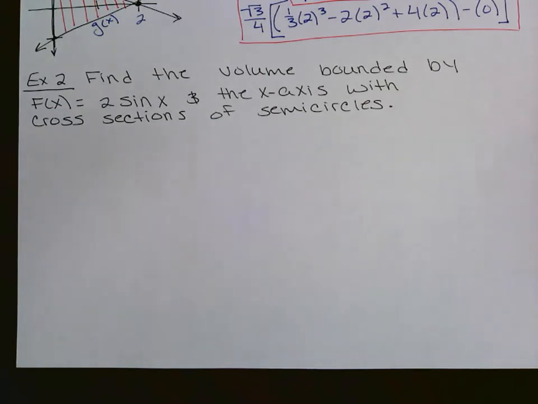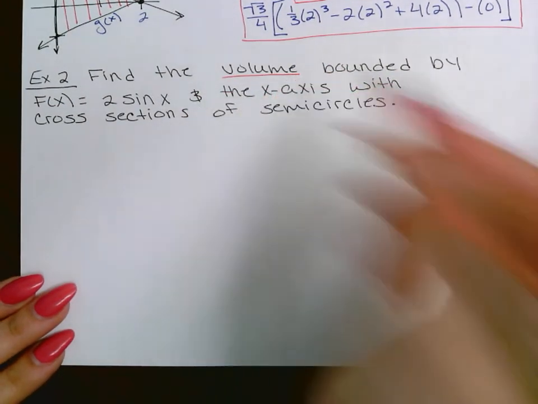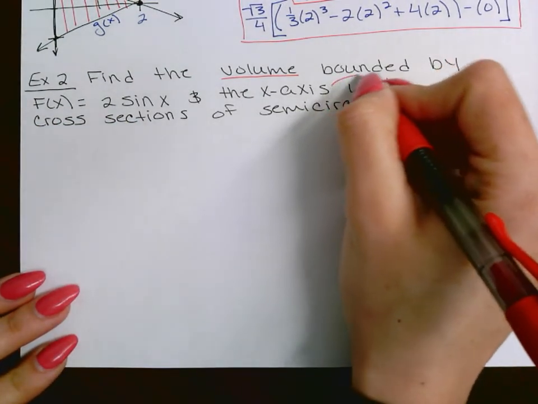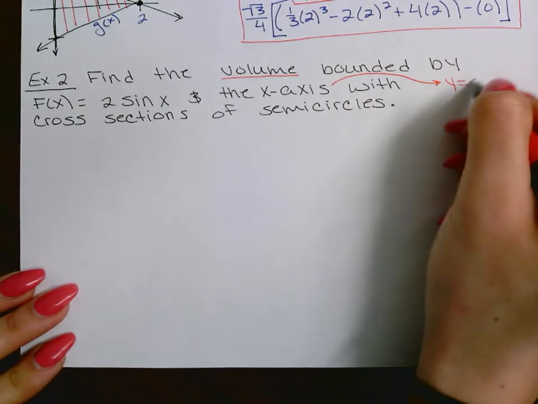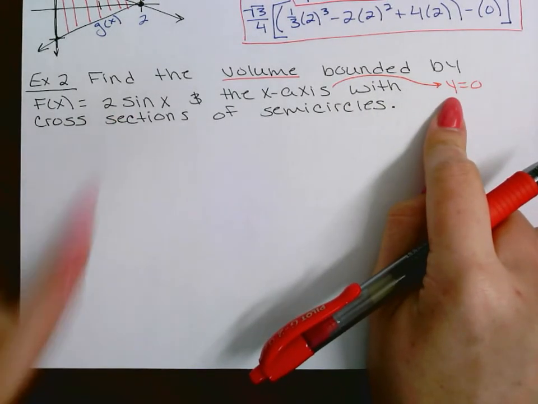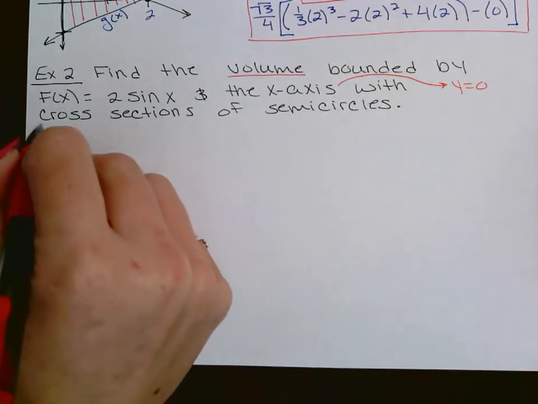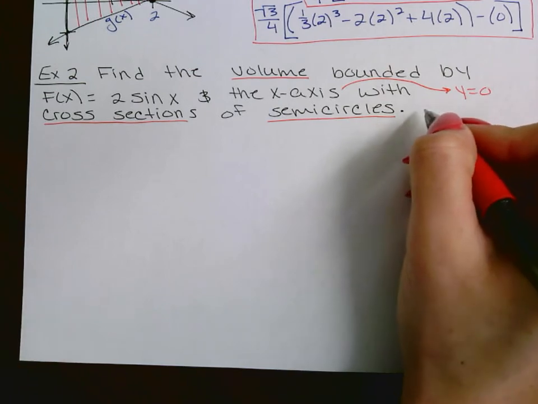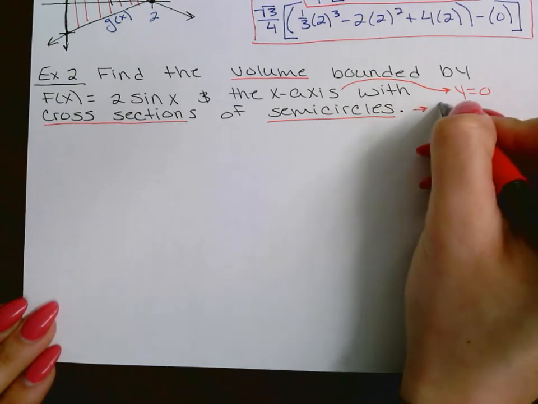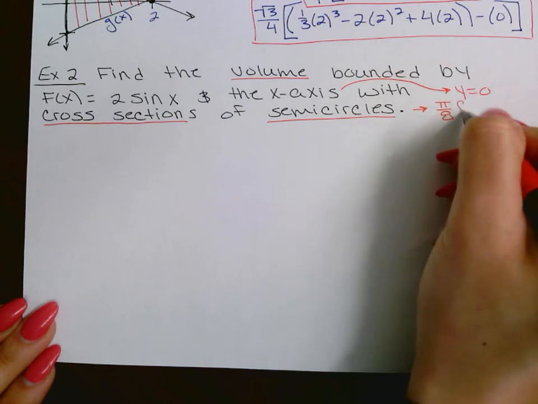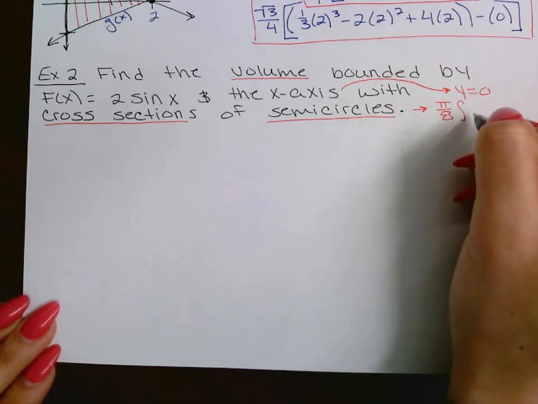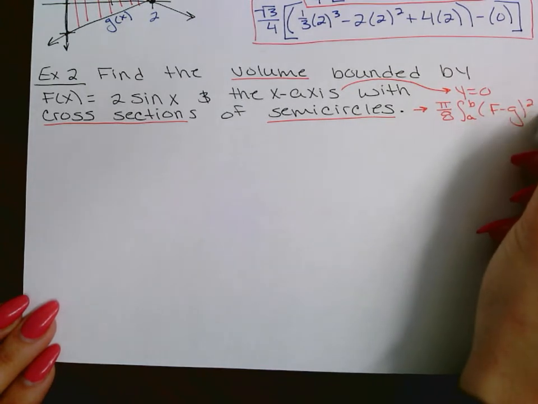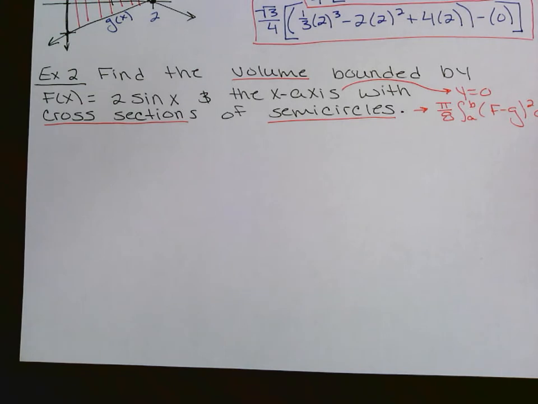So our next question says find the volume bounded by f of x and the x-axis. What does the x-axis mean? Y equals 0. Okay, so they really gave you the second one right there. And then it says with cross sections, so I know it's volume by cross sections, of semicircles. What is the formula for a semicircle? Good. Pi over 8 integral from a to b of f minus g squared. Remember, guys, what you're really just memorizing is coefficients.